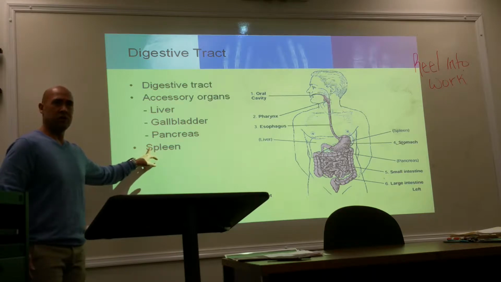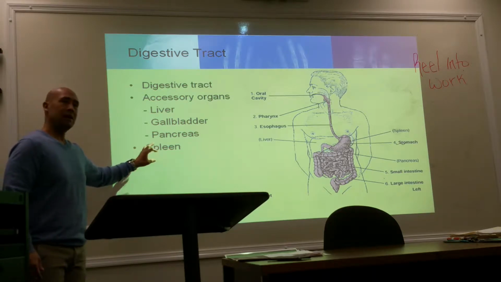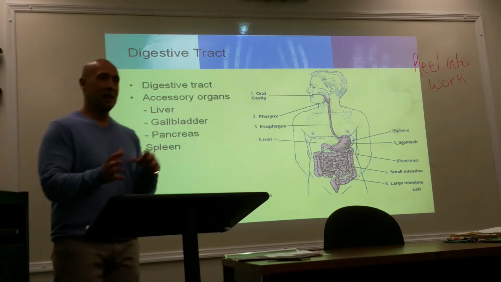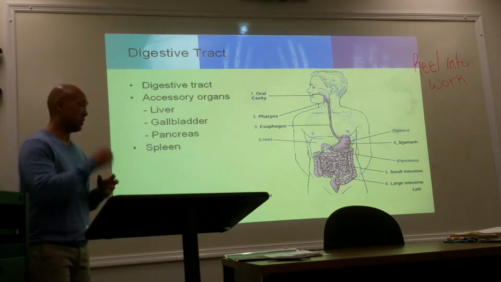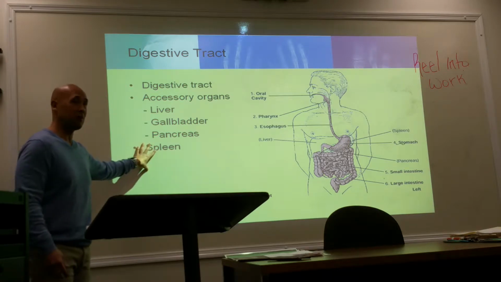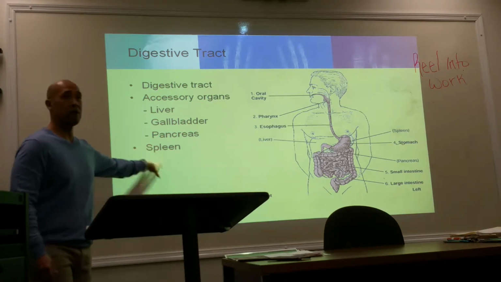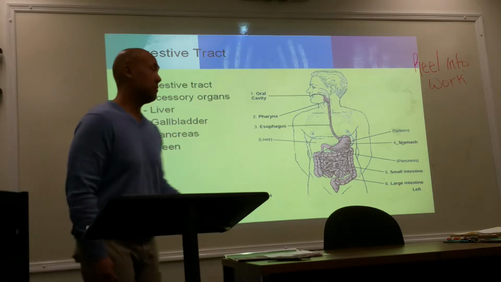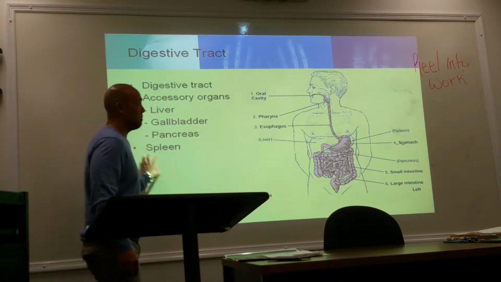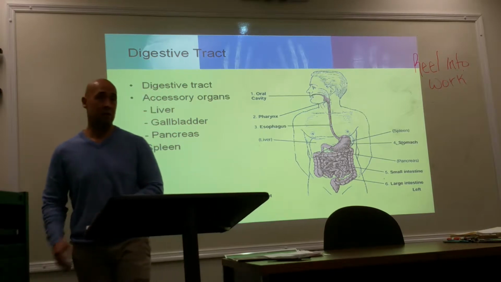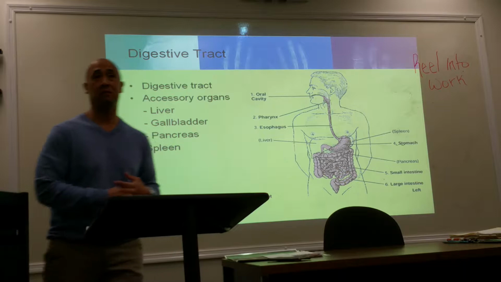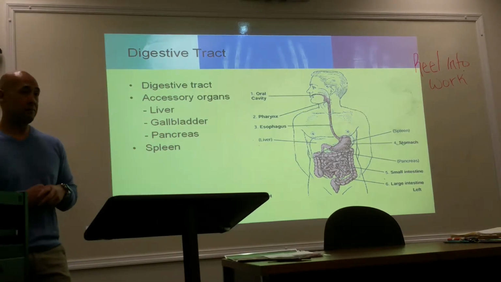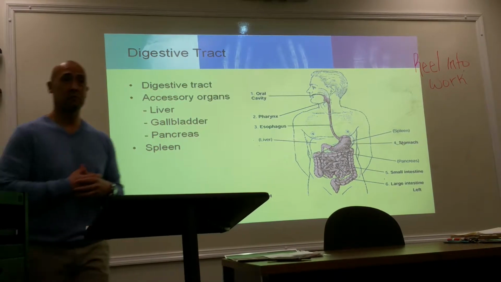Is this in your book? Okay. Again, one of those things, I find a lot of mistakes and errors, and that can be very confusing in what you're trying to study. The spleen is not part of the digestive system or the digestive tract. It is part of the immune system. I think they included it because it is located in the abdominal cavity, but don't confuse that as being part of the digestive tract or system. It's part of the immune system.